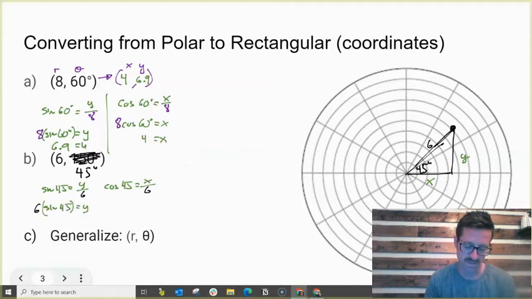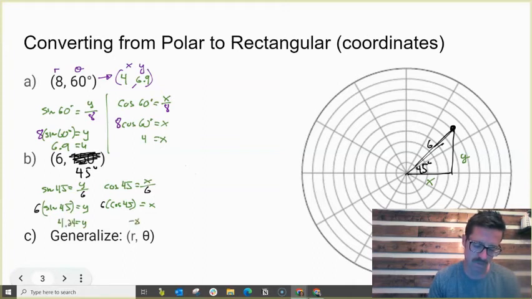And this is going to be 6 times the cosine of 45. And we see that both my x and my y are going to be about 4.24. So that's going to be 4.24, and this is going to be 4.24. So in order to convert this to a rectangular coordinate, it's going to be (4.24, 4.24).